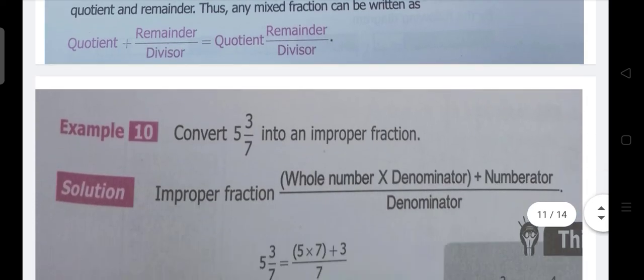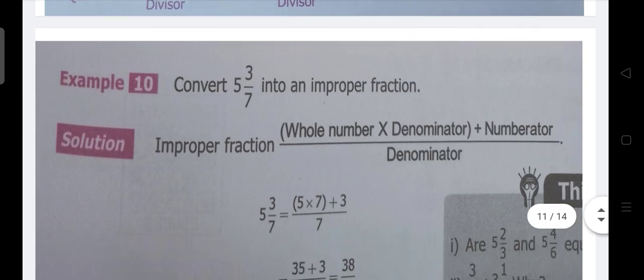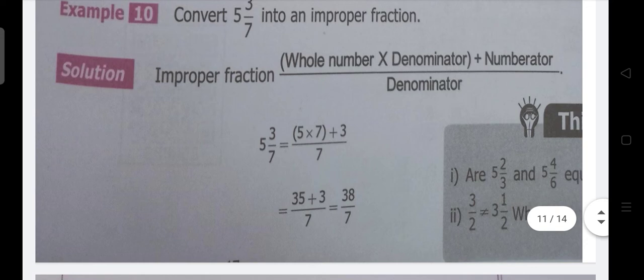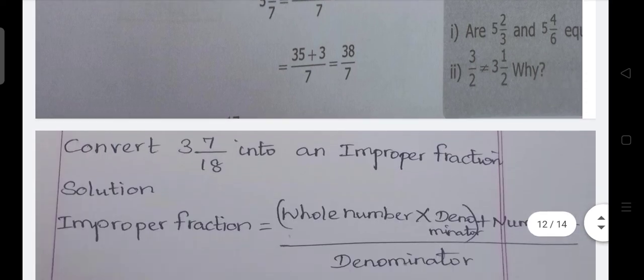See the example, convert 5 3 by 7. 5 3 by 7 is a mixed fraction. We have to convert it into an improper fraction. The formula for converting is whole number into denominator plus numerator, by denominator. See the 5 3 by 7, multiply 5 into 7. Whole number is 5, denominator 7. 5 into 7 plus 3. 5 7s are 35. 35 plus 3 is 38. So converting 5 3 by 7 as an improper fraction is 38 by 7.